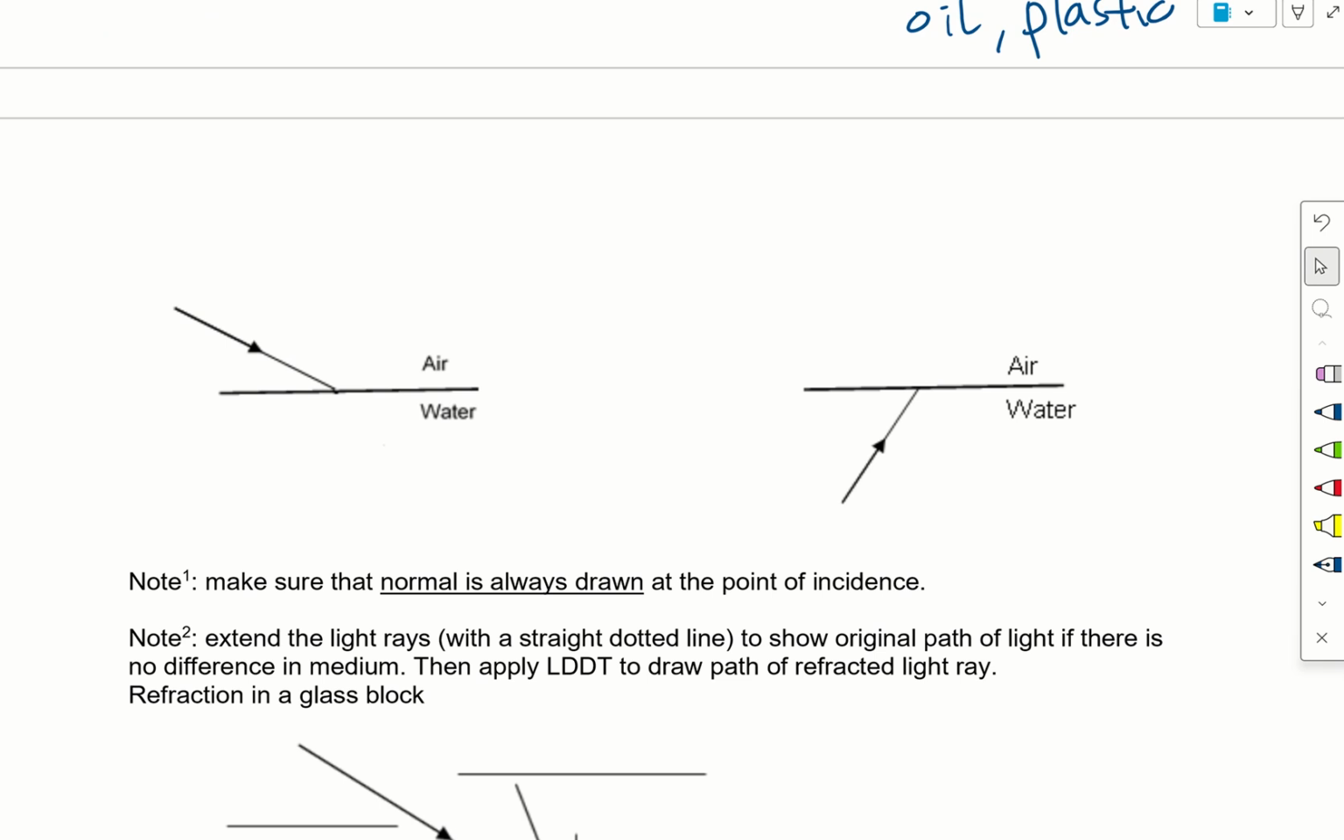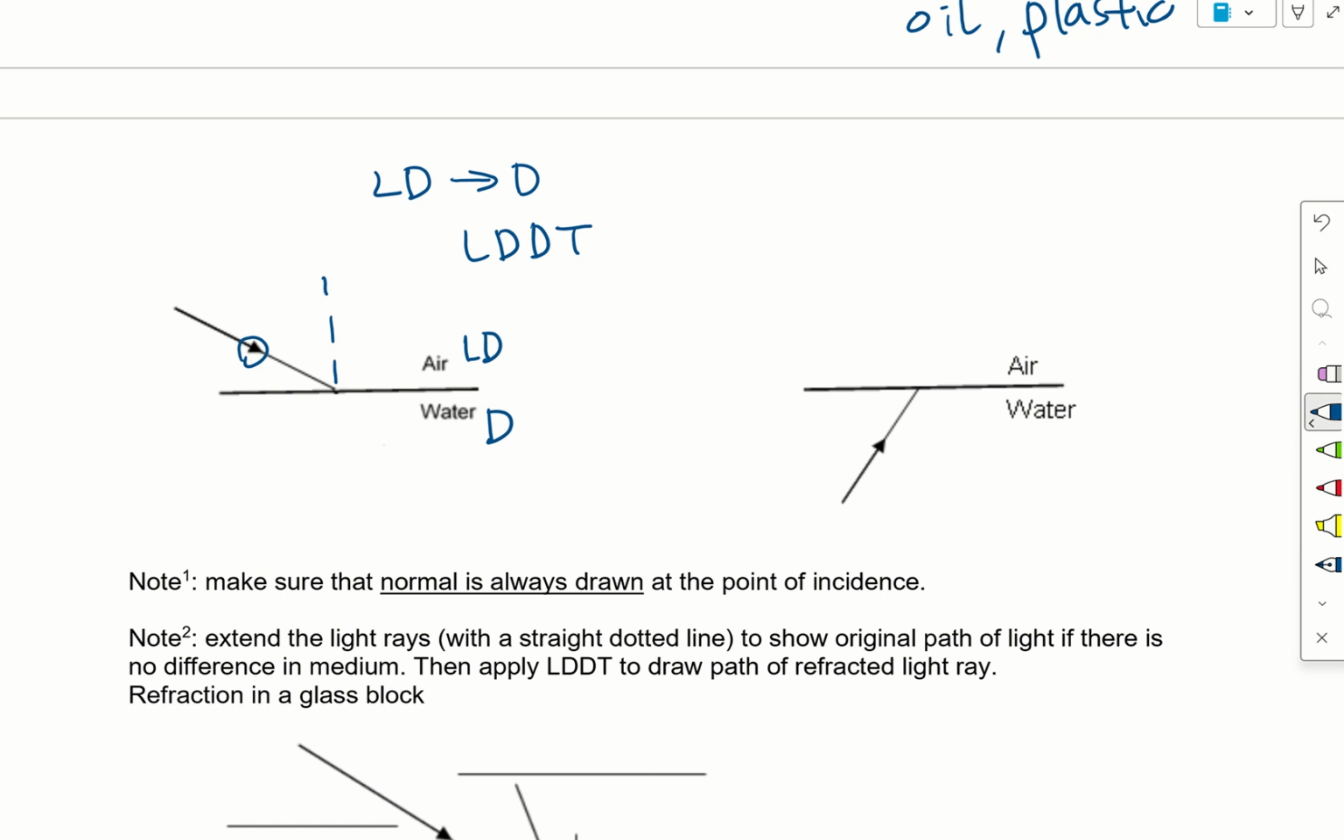Now, air and water, we know that air is less dense. Okay, water is denser. A very quick way to determine whether is it less dense or denser is put yourself in that medium. Do you think you can move faster in air or in water? Okay, so air is the less dense medium. Water is the denser medium, and through this arrow, the path, we know that is going from less dense to denser. So you can apply LDDT. That means the light ray will bend towards the normal.